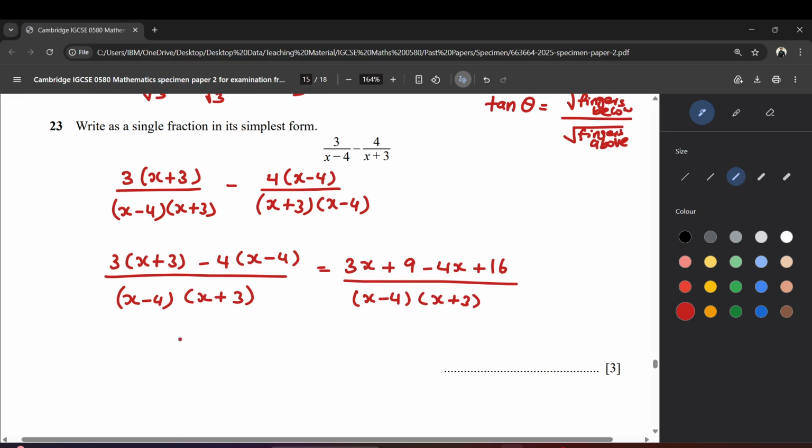Now this becomes 3x minus 4x, that is minus x. 9 plus 16 is 25. So you have minus x plus 25 upon x minus 4 times x plus 3. Just a quick correction: you can write it in this form, 25 minus x upon x minus 4 times x plus 3. This is the simplest form in which you can give your answer.